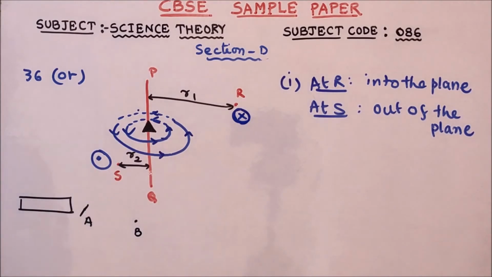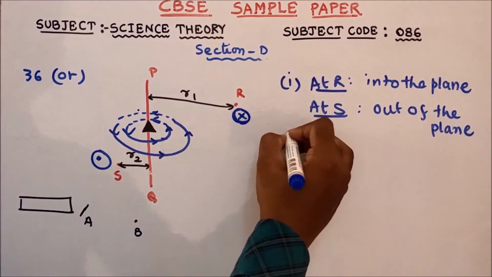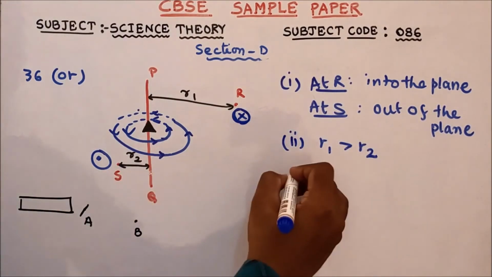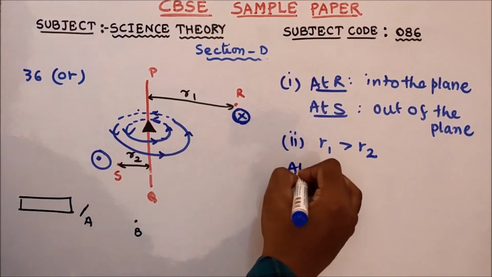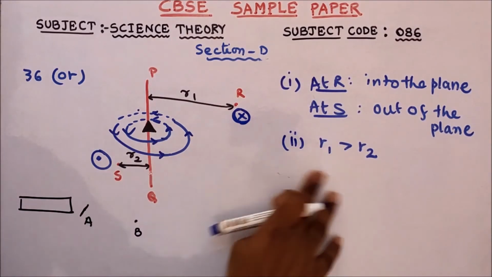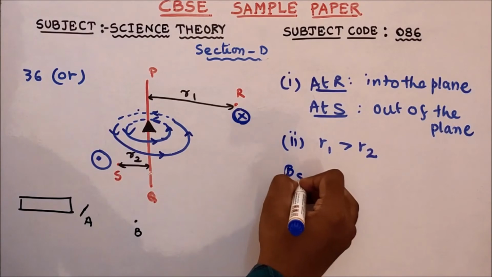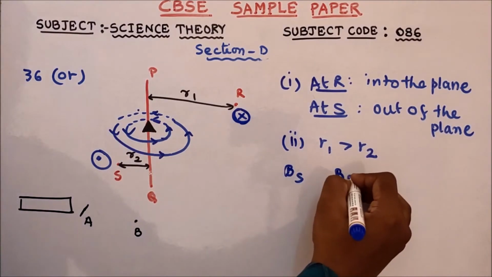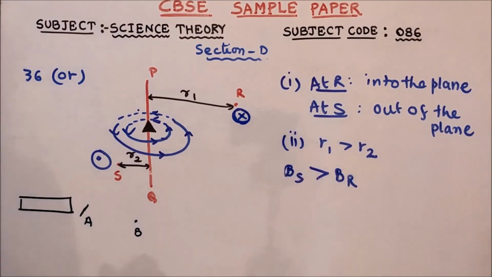Similarly, we'll apply the same rule here. So for the second part, since R1 is greater than R2, at S the magnetic field will be more. Let us represent the magnetic field at S as BS, and the magnetic field at R as BR. So you can clearly say the magnetic field at S is greater than that at R.